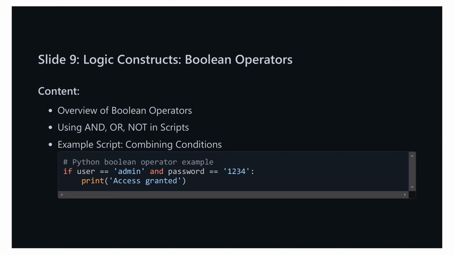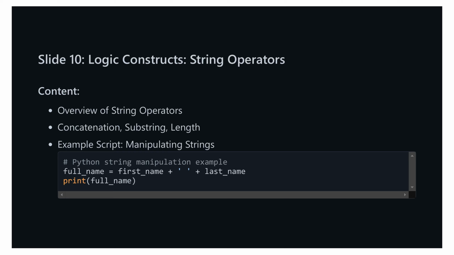Up next in slide 10, we will explore string operators. We'll cover the basics such as concatenation, substring, and length. Continuing from where we left off with Boolean operators, let's delve into another crucial aspect of logic constructs, string operators. On slide 10, we'll cover an overview of string operators that are essential for manipulating text data in Python. These include concatenation, substring extraction, and determining the length of strings.